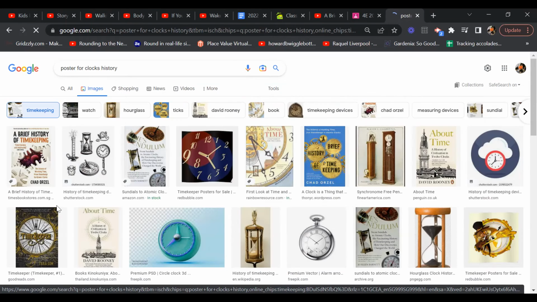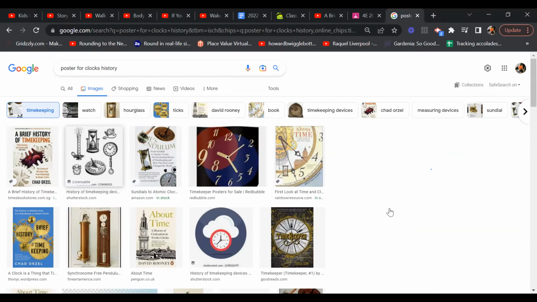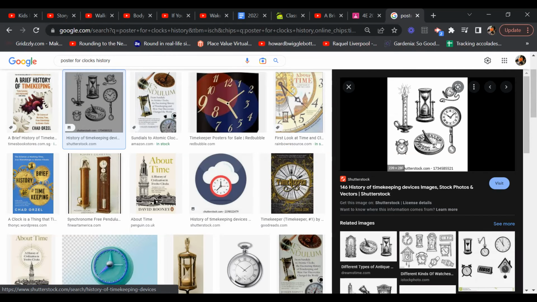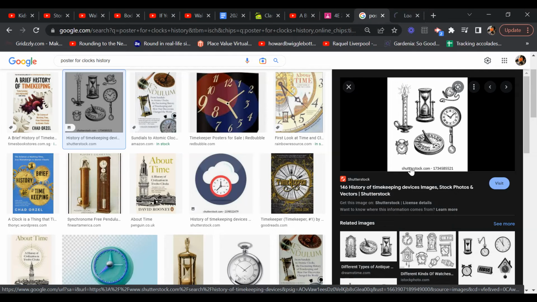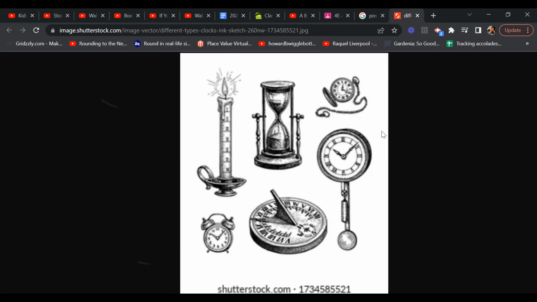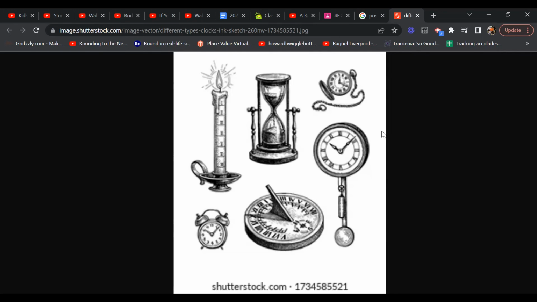Timekeeping devices. Like this. Have you seen this before? Have you seen these devices before? Have you seen the alarm clock before? I'm sure you did. A stopwatch. Have you seen a stopwatch before? I'm sure you did. How about an hourglass? The sundial. All right.